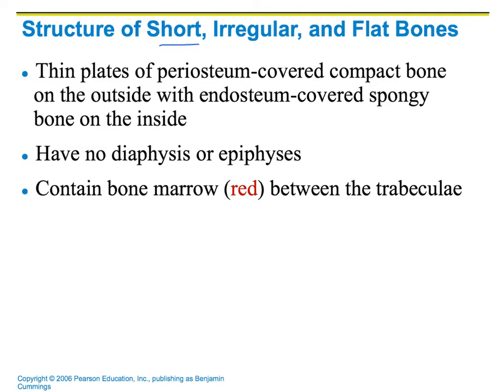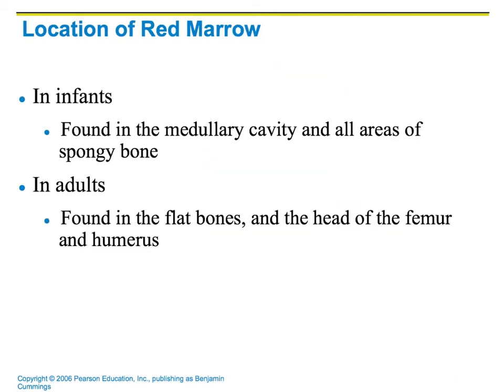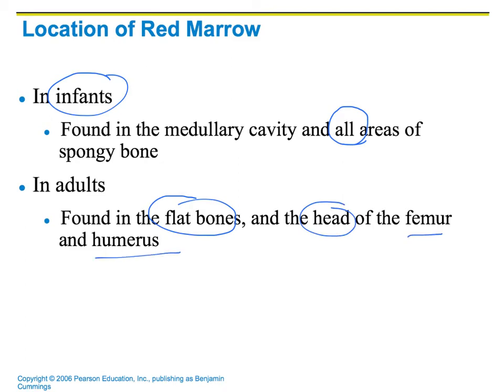In the non-long bones, you're more likely to find spongy bone with red marrow. We mentioned how when you're an infant, the red marrow is much more common as your body is ramping up its red blood cell production. As you get older, the red marrow is more limited, found in the flat bones and in the head of only these two principal bones.